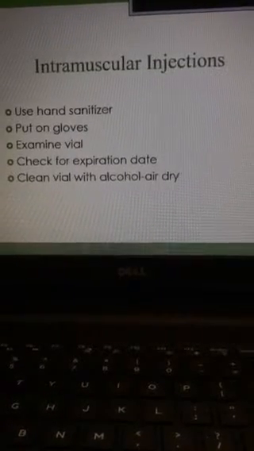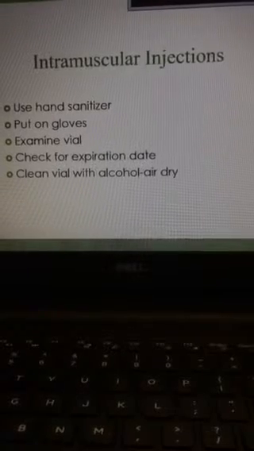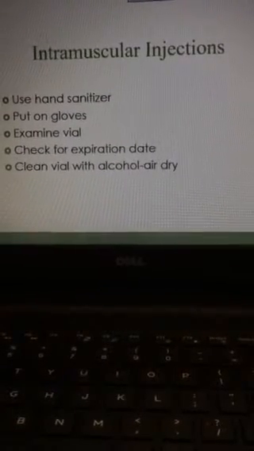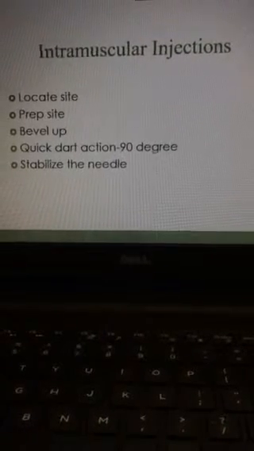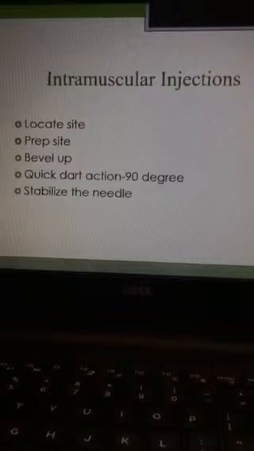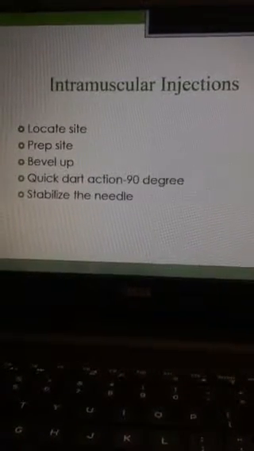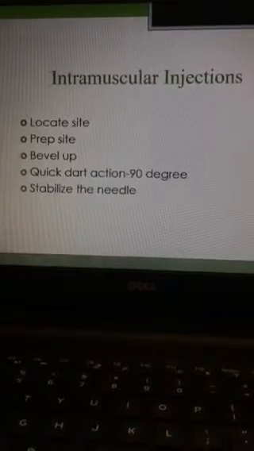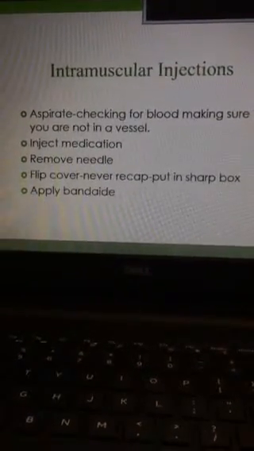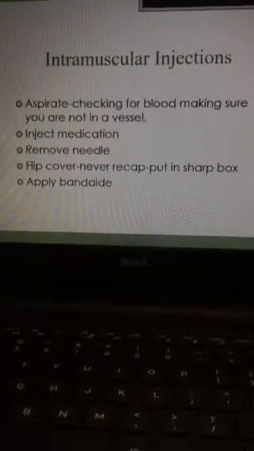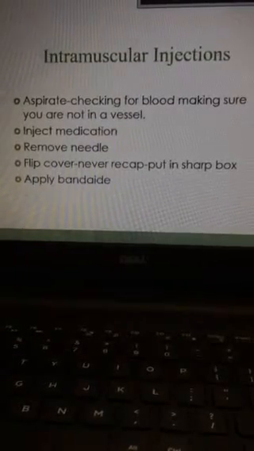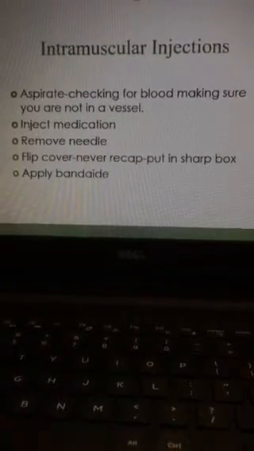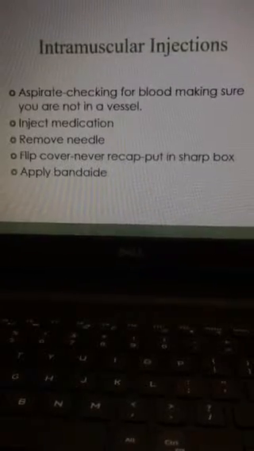You want to use hand sanitizer, put on gloves, examine the vial, check the expiration date, clean the vial with alcohol and let it air dry. You want to locate the site, prep the site, and make sure the bevel is up. You want to give the medication with a quick dart-like action at 90 degrees. Stabilize the needle. Aspirate, checking for blood, making sure you're not in a vessel. Inject the medication. Remove the needle. You want to flip the cover. Remember never to recap. Put it in the sharps box and apply a Band-Aid.